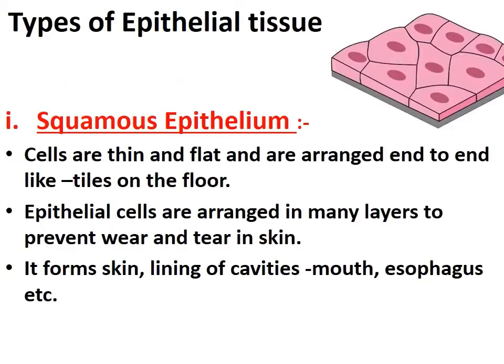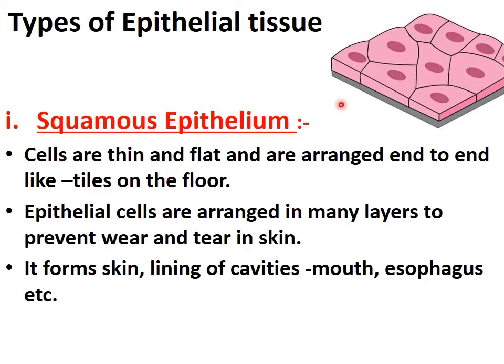So let's come to the first type of epithelial tissue, that is squamous epithelium tissue. In a squamous epithelial tissue, the cells are thin and flat. You can see in the diagram, the cells are very thin and they are flat, and they are arranged end to end like tiles on the floor. My dear students, as you must have seen the floorings in your houses, the tiles are arranged end to end. Likewise, in epithelial tissue, the cells are thin and flat in structure, and they are arranged end to end like tiles on the floor.